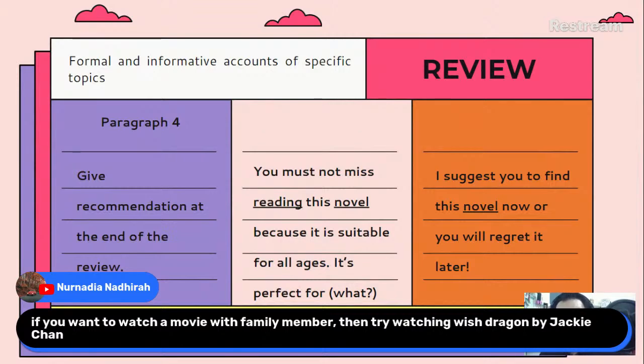Kenapa kita sikitkan dekat concluding and introduction tadi? Because we need more sentences in the body. Okay, that's why we shorten the intro and concluding so that you have a lot of things to say in the body of your essay.